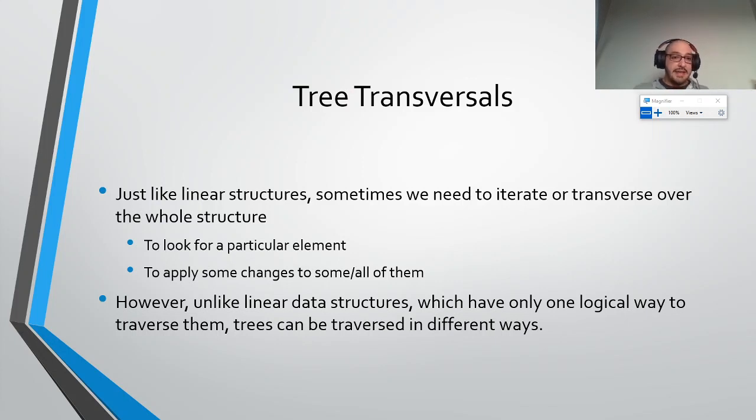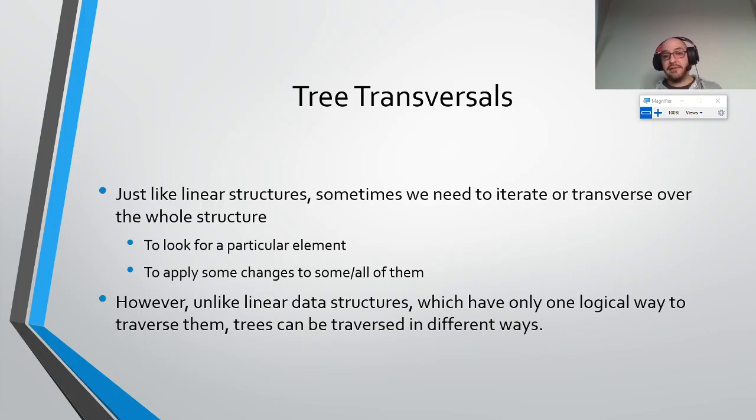So just like linear data structures, trees can be traversed. Whether because you want to have a look at a particular element, because you need to find a particular element, for example to add a new element, or maybe because you want to apply changes to all of the elements in the tree. For whatever reason it is, you need to be able to traverse the tree.